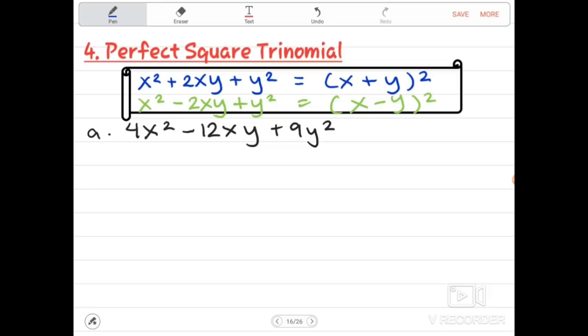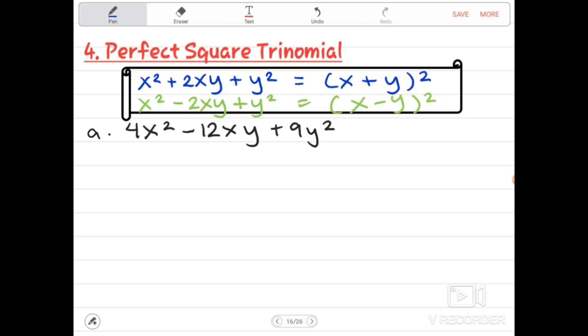Hello! In this video, we are going to discuss the fourth type of factoring, which is the perfect square trinomial. So this will be the formula. X squared plus 2xy plus y squared is equal to quantity x plus y squared. Then x squared minus 2xy plus y squared is equal to quantity x minus y squared. So ito naman, this time ang given natin is trinomial. So, paano natin gagamitin yung formula?